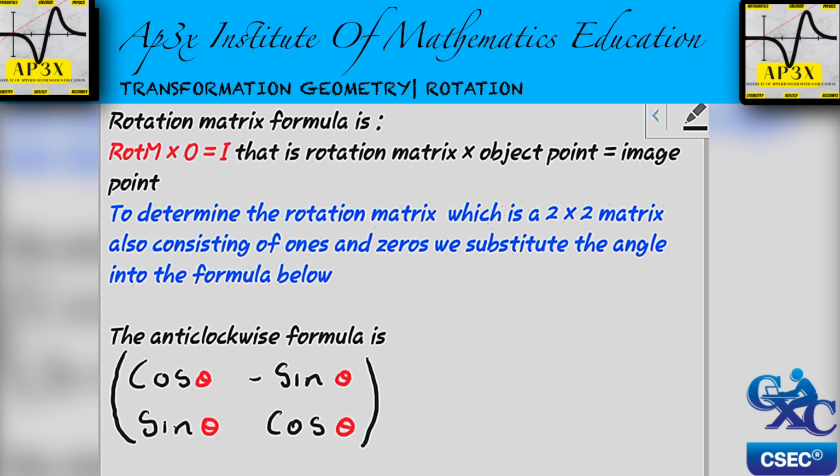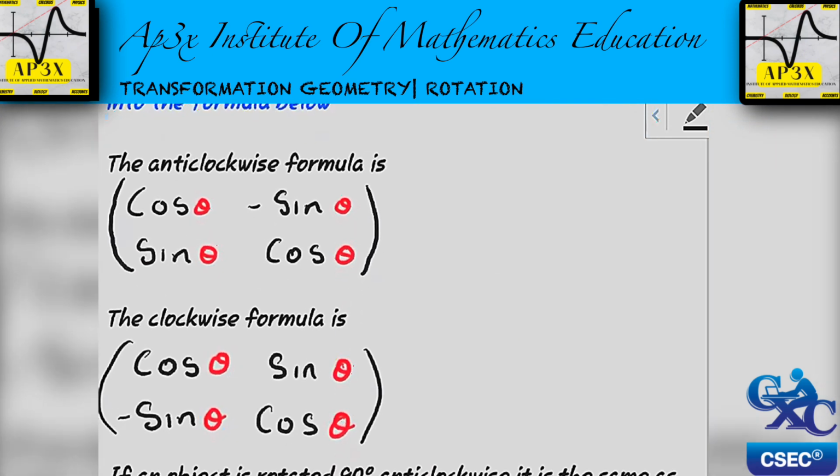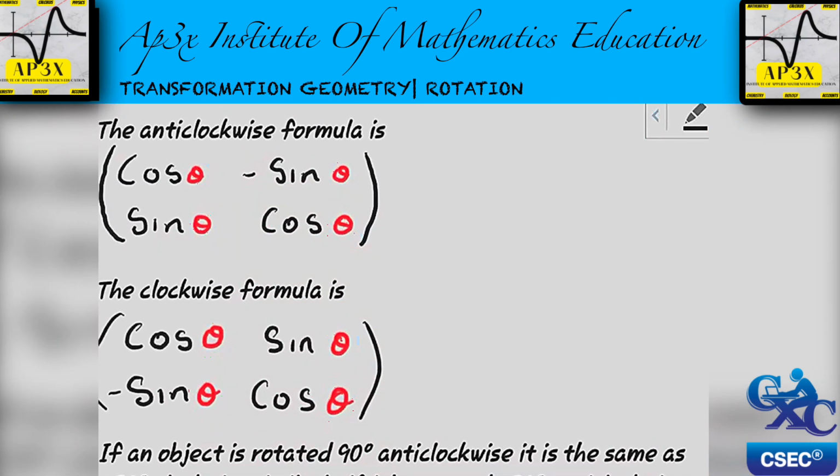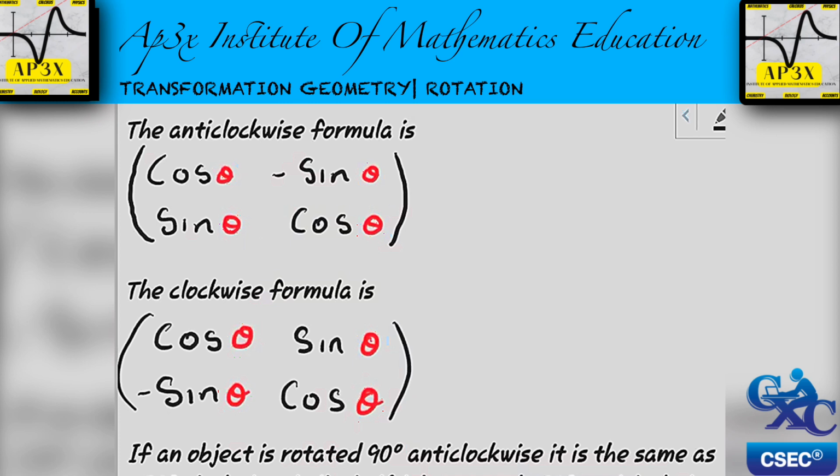How do I get an object to go onto its image given the rotation? Then the formula is ROT-M, that is the rotation matrix, multiplied by the object, that will give you the image. And bear in mind that we have already discussed that the rotation matrix as well as the reflection and enlargement matrix will be a 2 by 2 matrix consisting of ones and zeros. And so basically we can use this formula down here to derive the matrix, because you need the rotation matrix to rotate the object point onto its image.